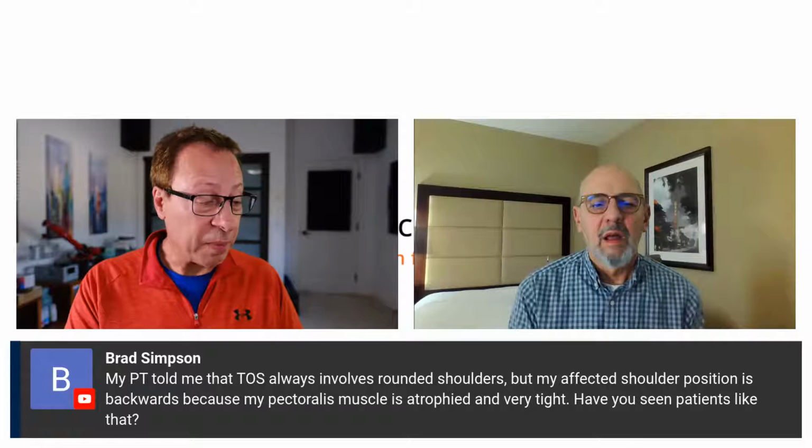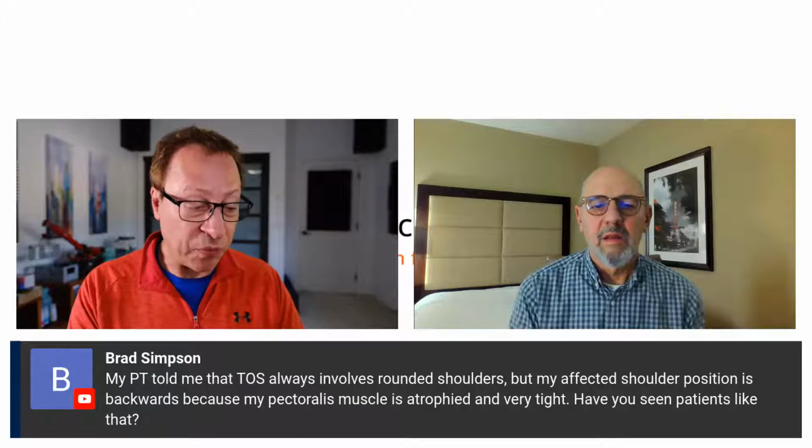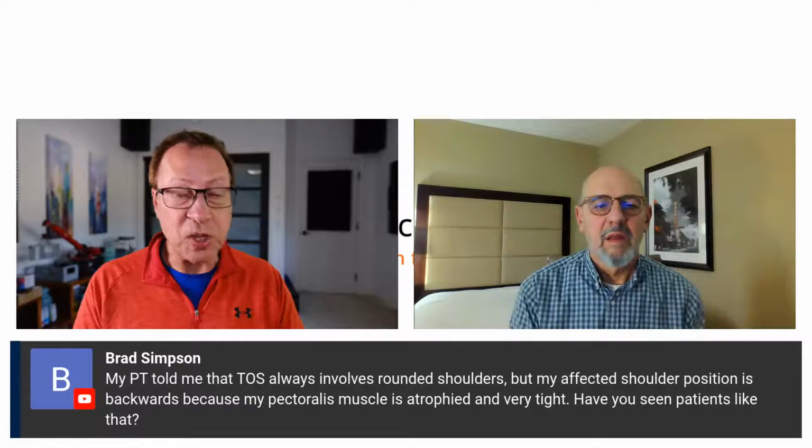My physical therapist told me that TOS always involves rounded shoulders, but my affected shoulder position is backwards because my pec minor muscle is atrophied and very tight. Have you seen patients like that?